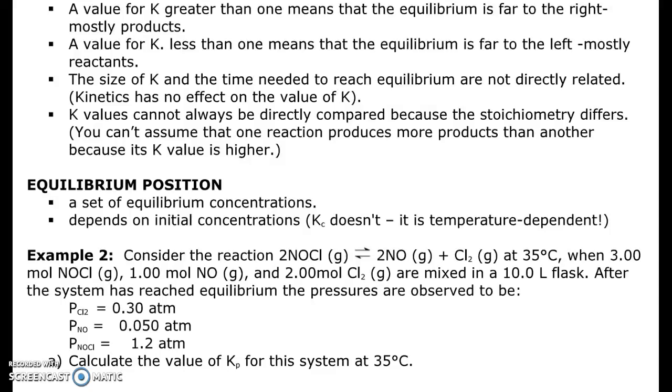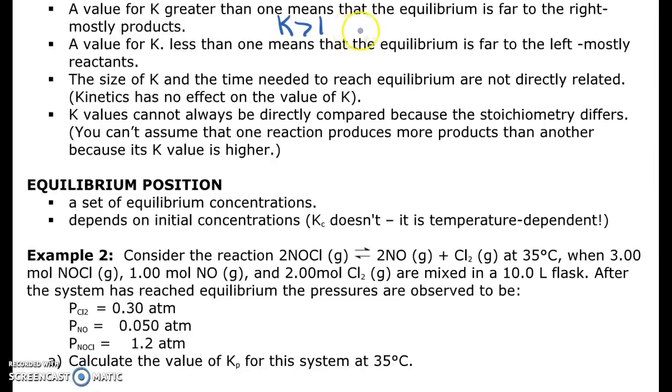This is a continuation of the lesson on equilibrium constants. Before we go on to a slightly more complicated example, let's look at what it means when you get these different values for your equilibrium constant K. A K value greater than 1 means that the equilibrium is far to the right.